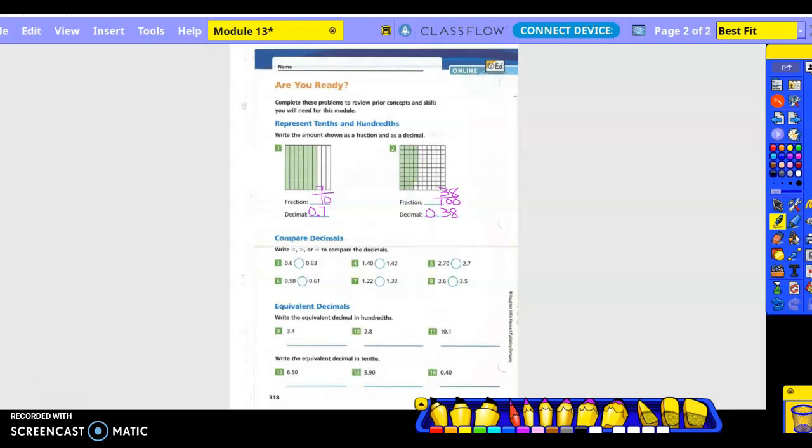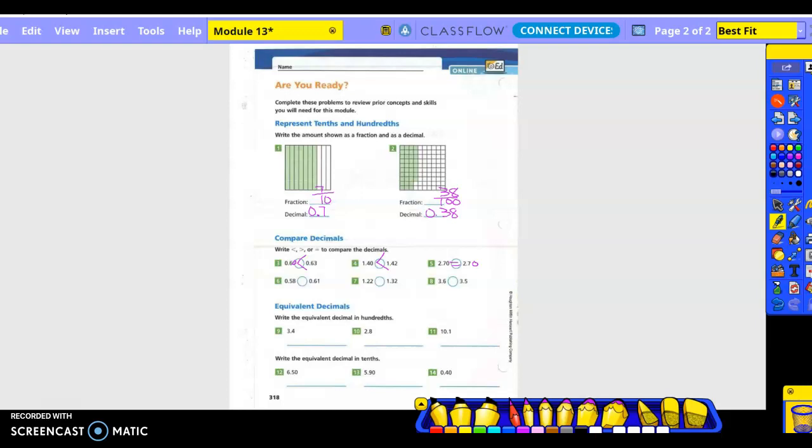Okay, so write less than, greater than, or equal to, to compare the decimals. So we have 6/10 compared to 63 hundredths. Now, what can I do to have just as many place values? Can I add a 0 here? Yes. So 6/10 is less than 63 hundredths. I want to have the same amount of place values, right? So I could add a 0 in here because 2 and 7/10 is equal to 2 and 70 hundredths, right? Okay. So 2 and 70 hundredths is equal to 2 and 70 hundredths. We just said that, right?